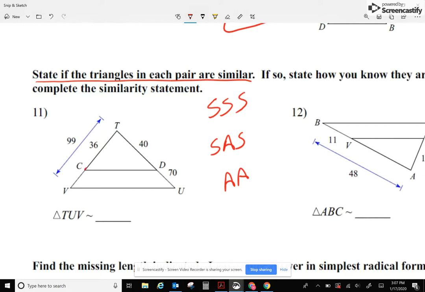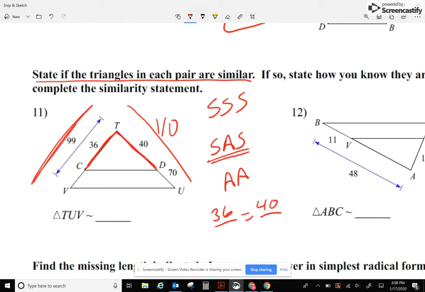When I see the small triangle, I see 36 and 40. When I see the big triangle, I see 99 and 110. I added those 2 numbers. I see only 2 sides per triangle, so let me try to go for side, angle, side. The 2 measurements of the small triangle are 36 and 40. The numbers from the big triangle are 99 and 110.